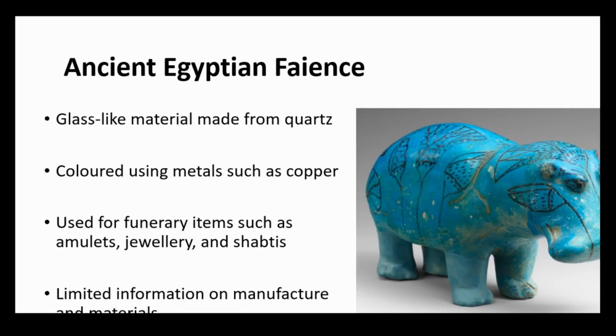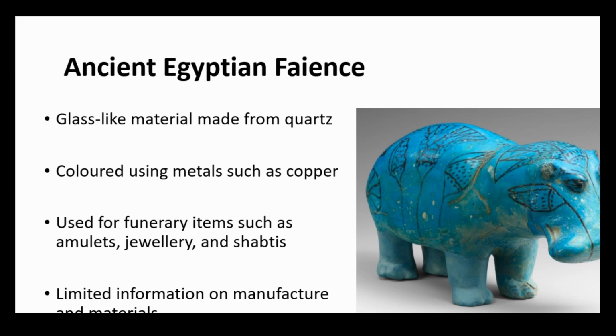So, ancient Egyptian faience is a material that's found throughout Egypt's history. It's a glass-like material, mostly silicon, and it was coloured using metals. So if you've seen any blue scarab beetles or jewellery that's pretty in blue, that's faience. This hippo here, he's faience. So the blue is often coloured with copper, but you have reds and yellows and browns, all sorts of colours.